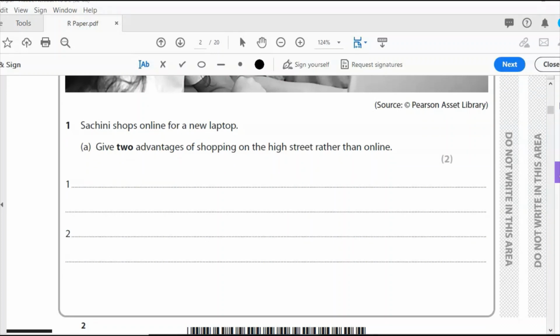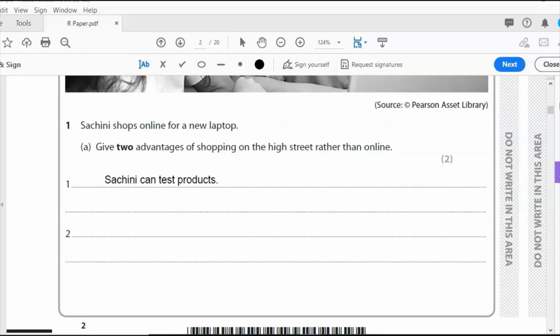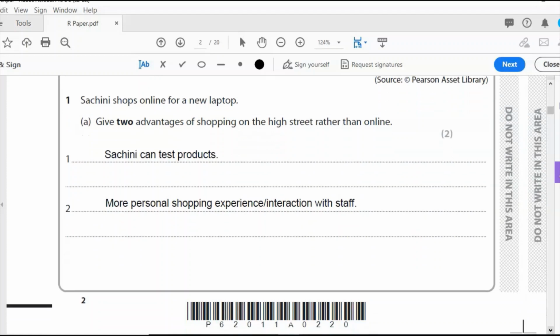Sajini shops online for a new laptop. Give 2 advantages of shopping on the high street rather than online. So on the high street we can test products, and also there's more personal interaction with the staff, which you don't get online. You don't need to be IT literate, and there's fewer security issues. So I'm just going to pick one of them. I'm going to go with the personal interaction with staff. So more personal shopping experience, interaction with staff.